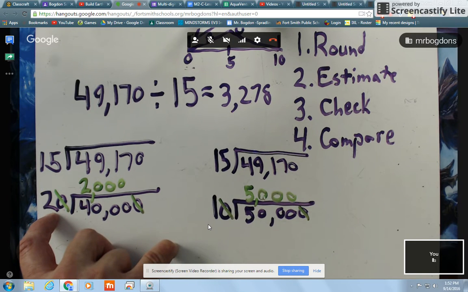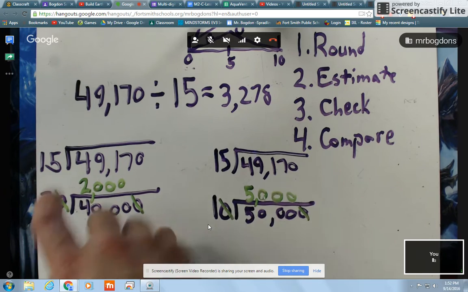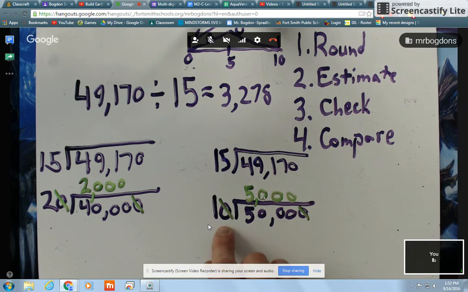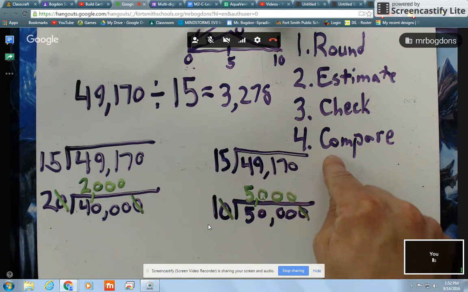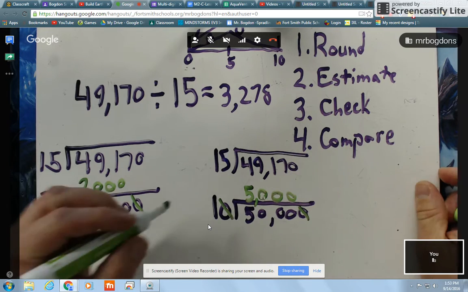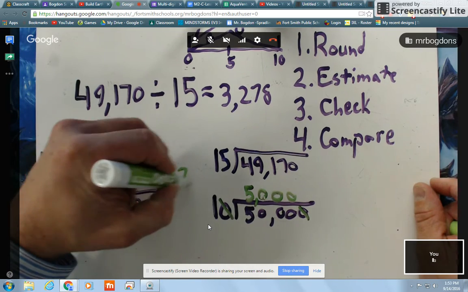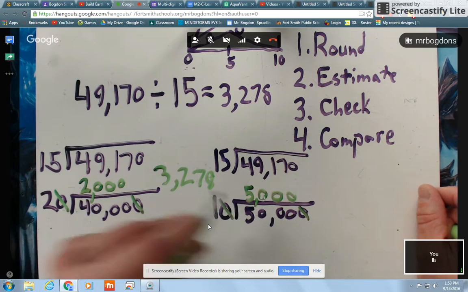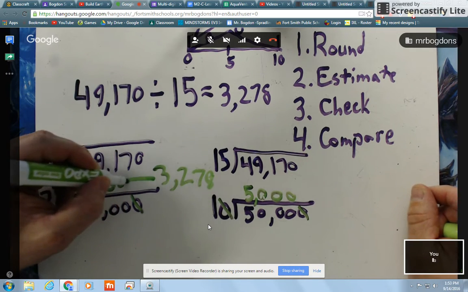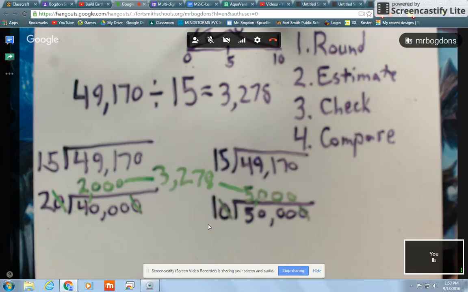Look at my divisor. If I have a big divisor, that's saying I'm subtracting off huge chunks at a time. If I have a very small divisor, I'm going to have to subtract off even more chunks to get to the same amount. Now we're on to step 4. How does my true answer, my exact answer of 3,278 compare to the 2,000 to 5,000? What's special about it? Yes? Exactly. It is between my low estimate and my high estimate.